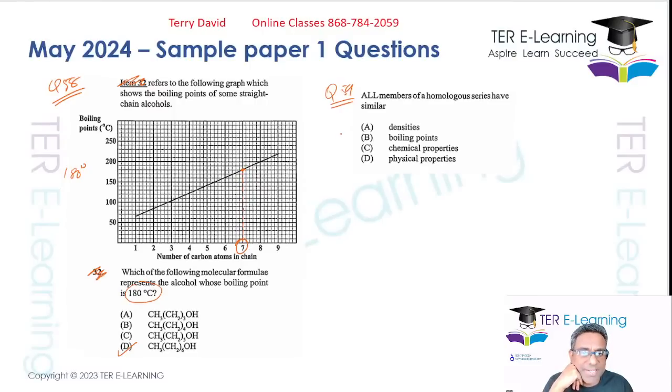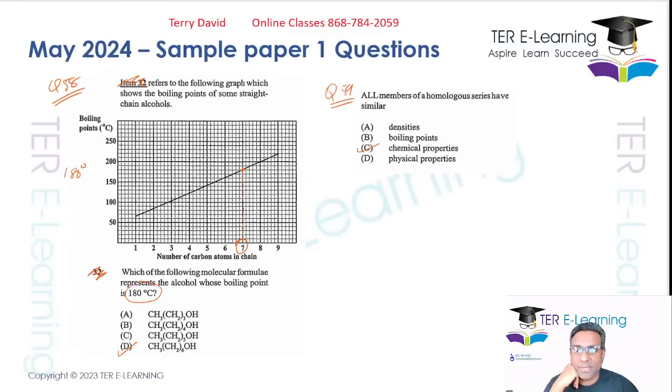What about question 59? All members of a homologous series have similar what? Right, people can see, yes, it has to do with chemical properties. Chemical properties.